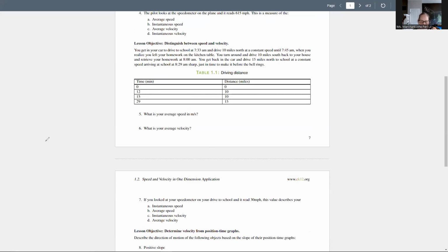All right. You get in your car at 7:33 a.m. and drive 10 miles north at a constant speed until 7:45. So 7:33 to 7:45, that's 12 minutes, and you went 10 miles north. Okay. When you realize you left your homework on the kitchen table, you turn around and drive 10 miles south back to your house at a constant speed. And it's now 8 o'clock. So now it's been 15 minutes for those 10 miles. So you might have had more stoplights, or you were driving slower, something was different, and that's okay. We're talking about the average speeds here.